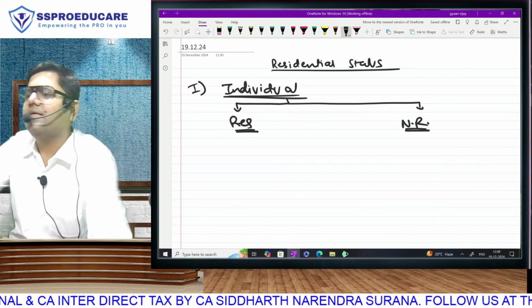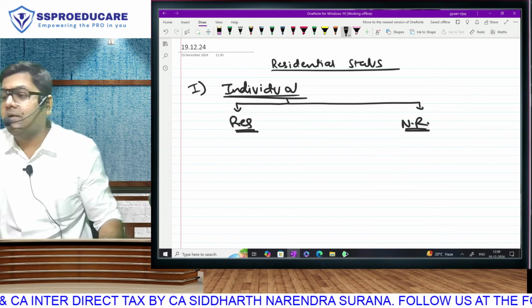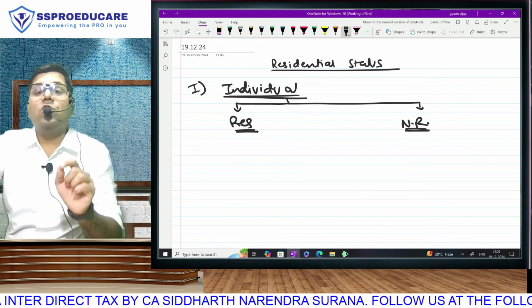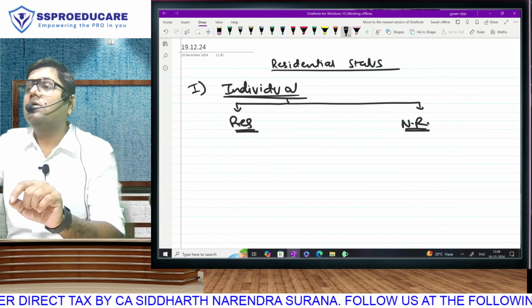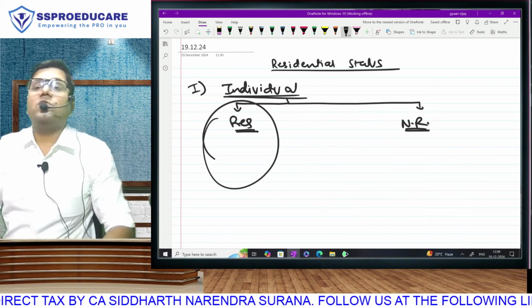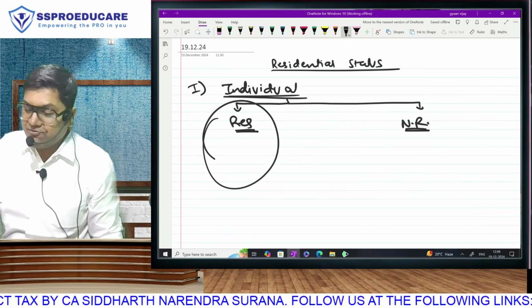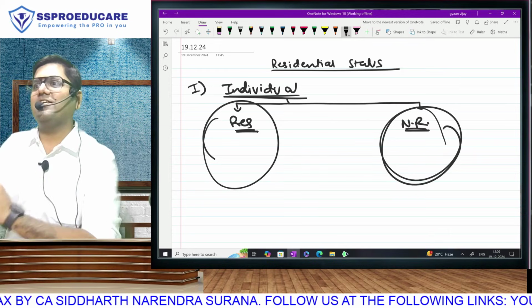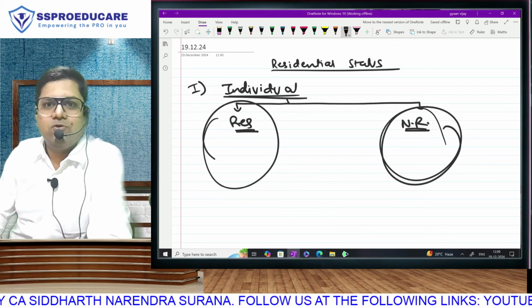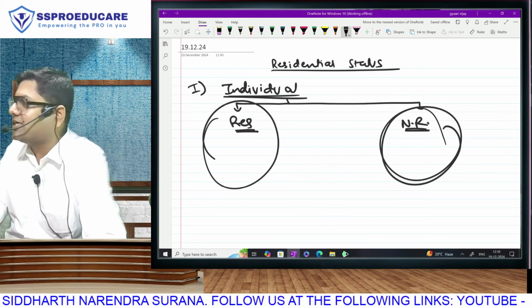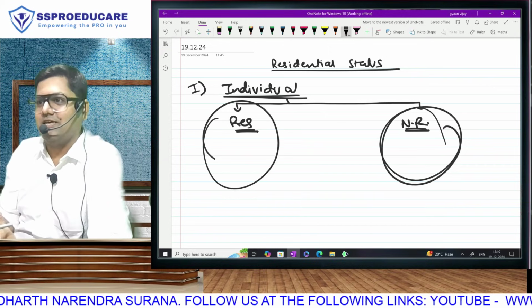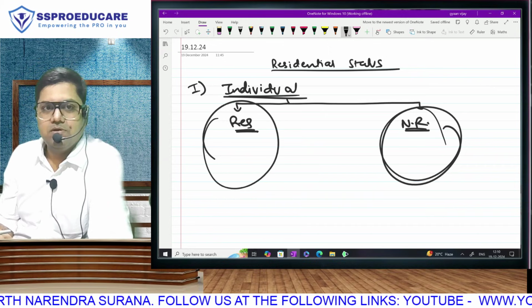If you are a resident, then you will pay tax on Indian income or foreign income, both. But if you are a non-resident, then you will pay tax only on Indian income. So if my answer is resident, I am not interested in the nature of income. But if my answer is non-resident, I will check whether the income is Indian income, then only tax is payable. Now you understand the statement depends on residential status and scope of total income.